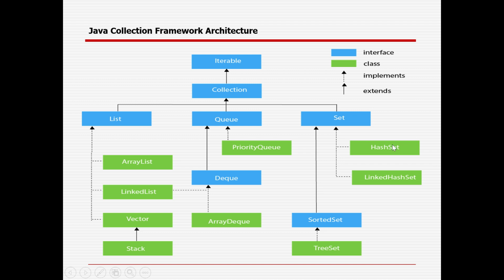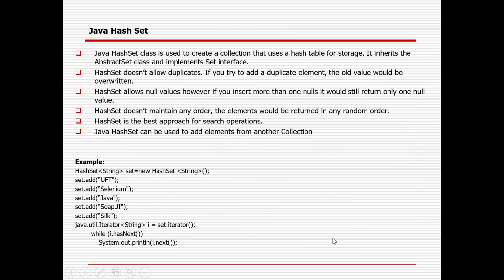So hash set means it will contain the unique value, but there is no guarantee of the order, whereas TreeSet means it will be giving you the order and unique value. Okay, so that is the part we'll be covering now.